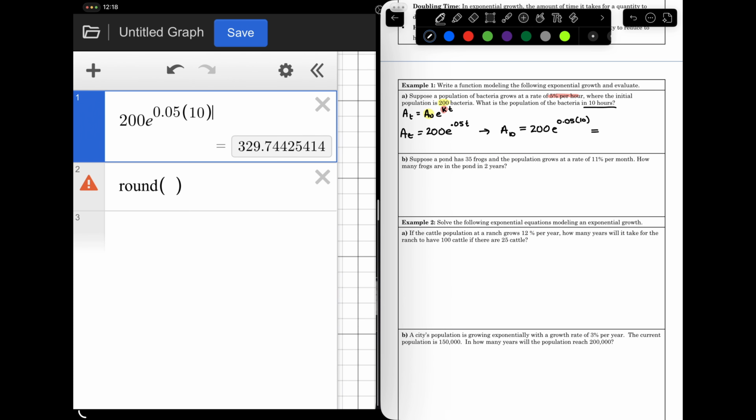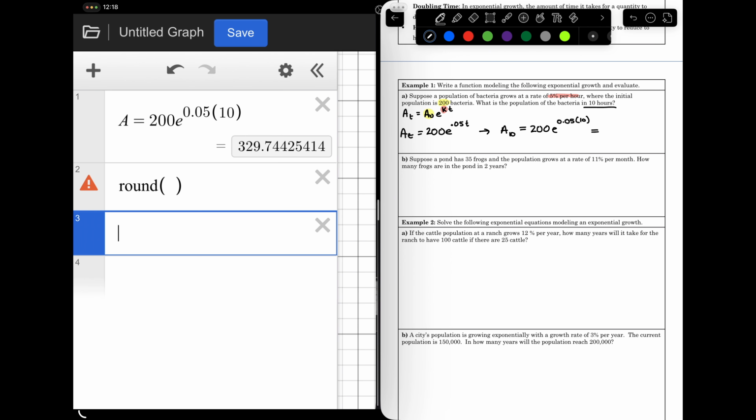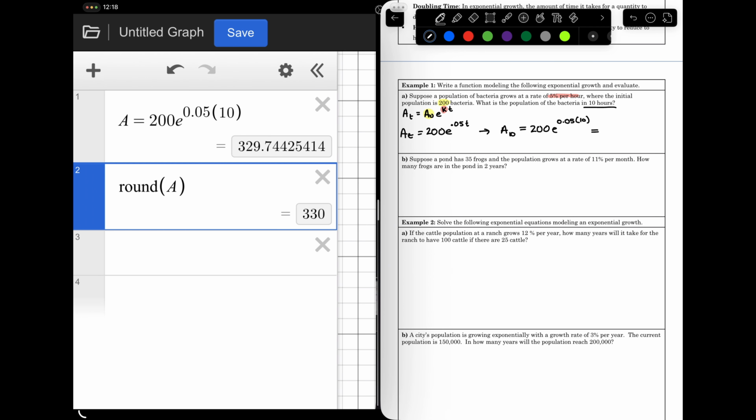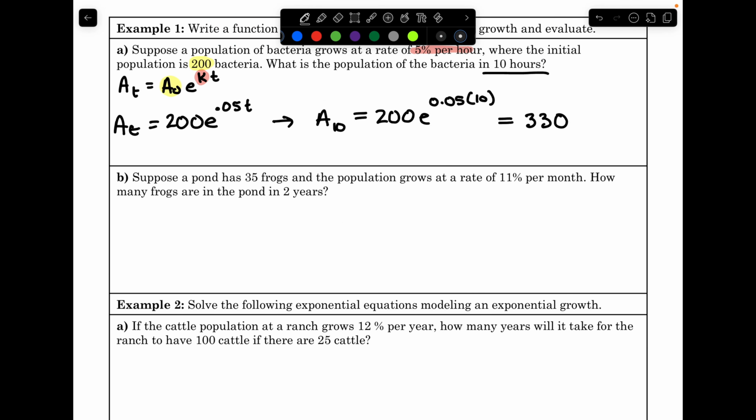I'm going to save this as A. So I'm going to round the letter A at 0 decimal places. So we end up with 330. Now that we have that one, let's move on to the second example.